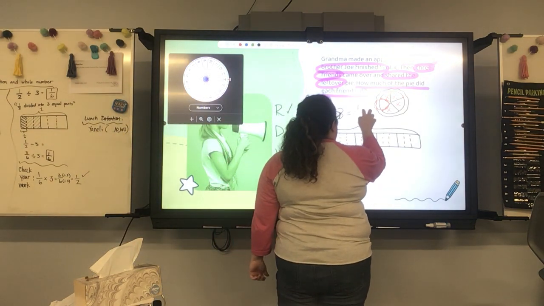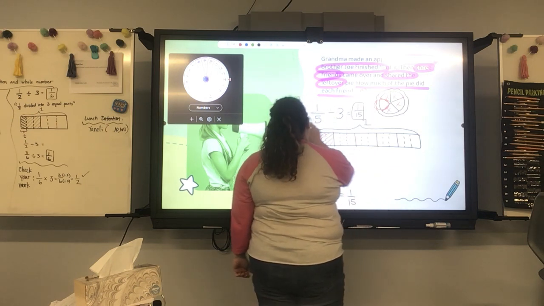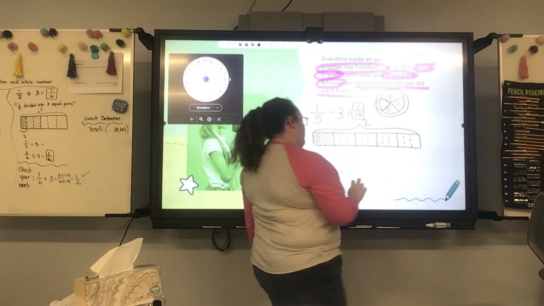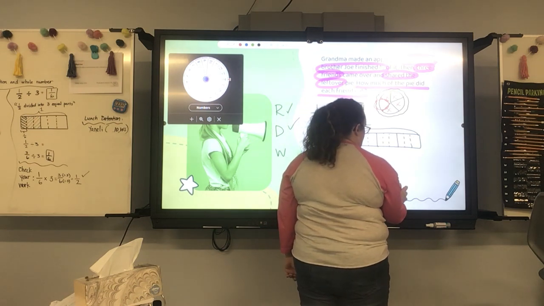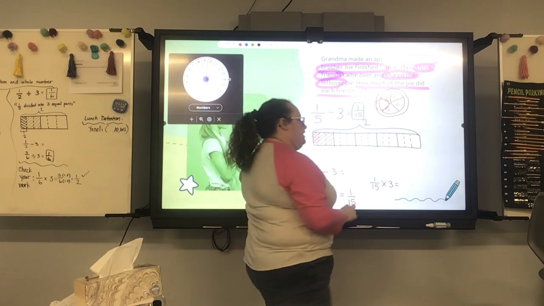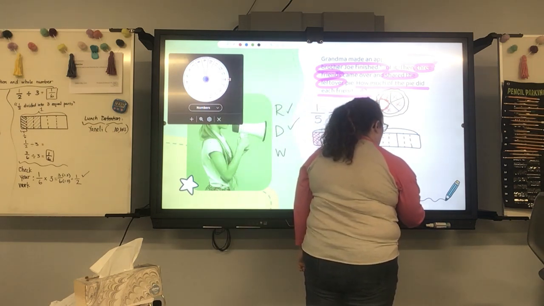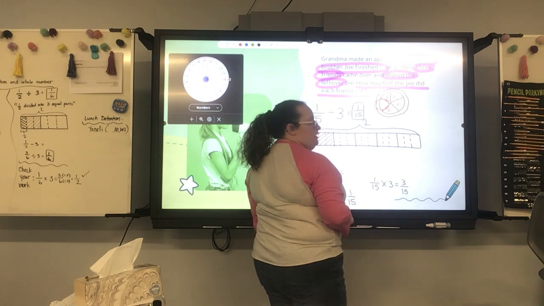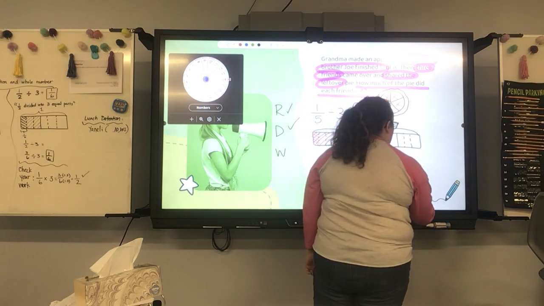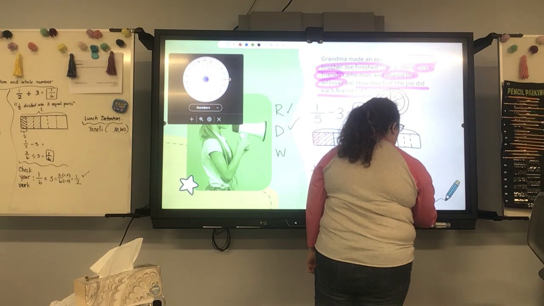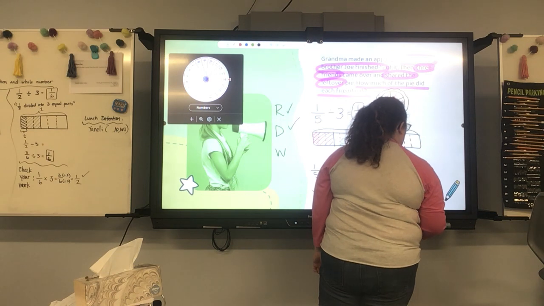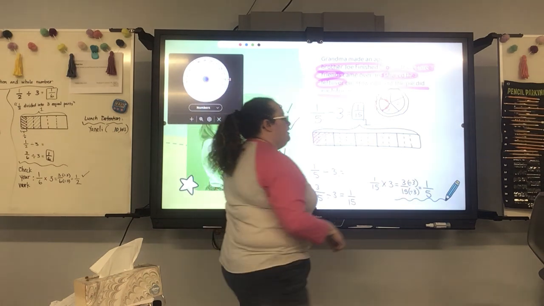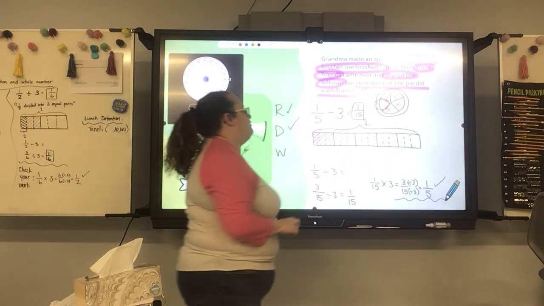But I got to go back and check my work. I'm done with draw though. So I got 1/15, so I would do 1/15, and I check it with multiplication times 3. Well, 1/15 times 3 is 3/15. Can I simplify it? Yes, they both can be divided by 3. So 3 divided by 3 is 1. 15 divided by 3 is 5. Does that match what I started with? Yes, so I know I did it correct.